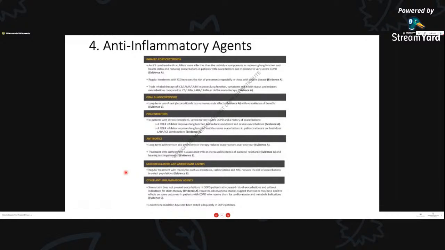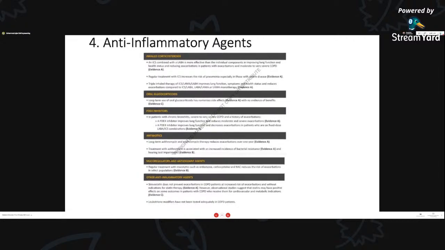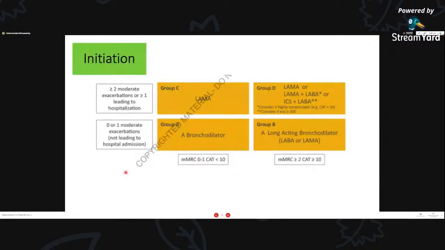However, these two are not given in our case. So of course, we're going to see the details later on. How do we initiate? As I mentioned before, it is very important for us to know this classification because it will aid us to start our pharmacotherapy for the patient. Based on the group of patients, group A, B, C, or D, we can decide what to start.